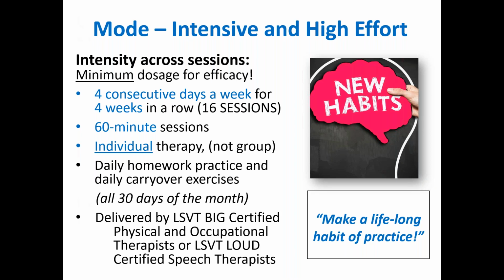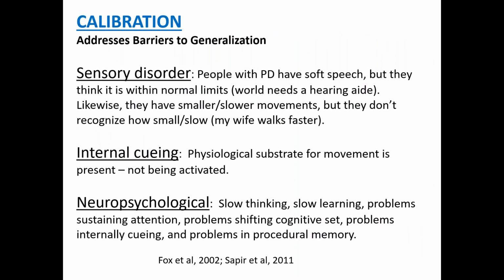The third key concept for both treatment approaches is calibration, and this addresses barriers to generalization. So there is a sensory disorder in Parkinson's, and so people with Parkinson's have soft speech, but they think it's within normal limits. So oftentimes with our patients, we'll hear them say, "Oh, it's not me, my husband needs a hearing aid," or, you know, my colleague needs a hearing aid, it's not me.